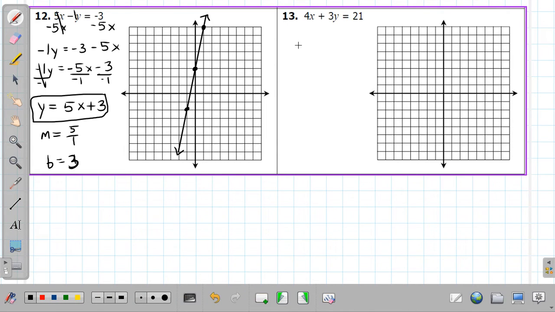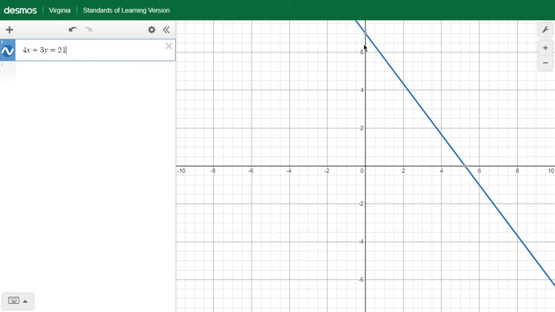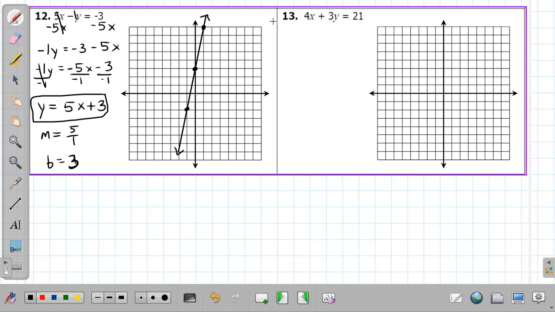Same thing here. Let me go ahead and graph it. 4x plus 3y equals 21. So my line should look something like this. Notice it should have negative slope. Well, let's go back and solve this for y.